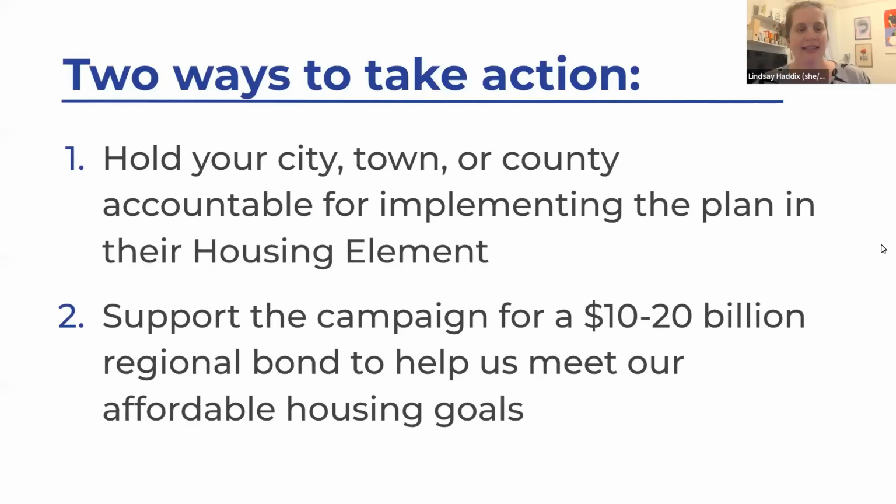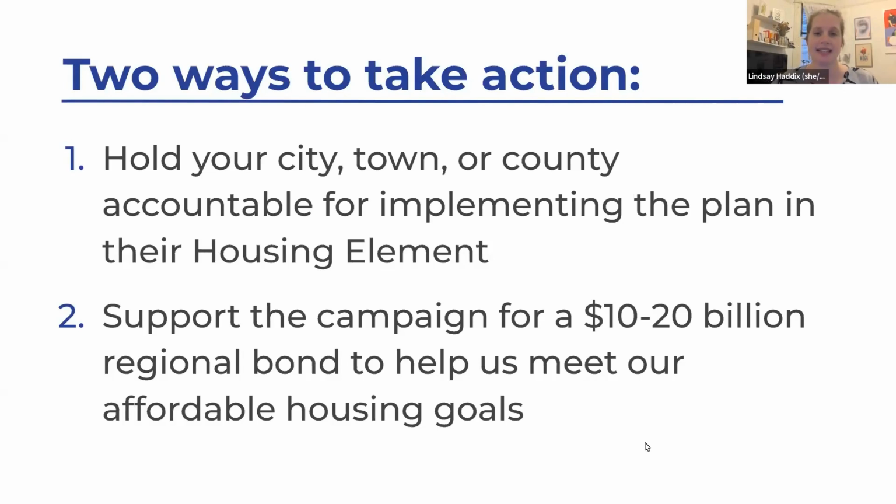There are 2 main ways that you can get involved. One is to hold your jurisdiction, your city, your town, your county accountable for implementing the plan that they put in their housing element. As Aaron and Jeff talked about, it's a lot of work. There are really big targets for increasing the number of units that are affordable to low income and very low income folks in your city and town. So you want to make sure that you're holding your jurisdiction, your town, your city, and your county accountable for implementing the plans that they said they were going to do that were approved by the state.